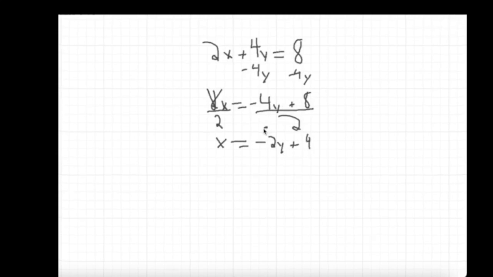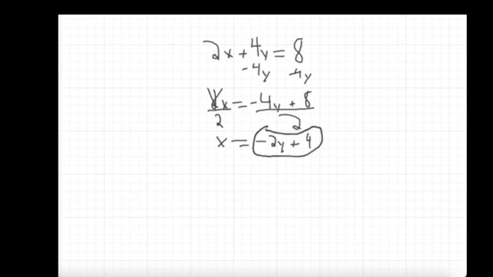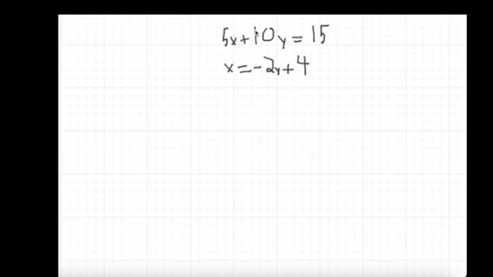Now, we can use this value to replace x and simplify the equation even further to make it so we can solve it easily. So let's go back. Okay, as you can see here, now we have 5x plus 10y equals 15. X equals minus 2y plus 4. Now, you see how we basically have a value of x right here. This is the value of x. And that means we can replace it. We can get rid of this x right here and put this into there.